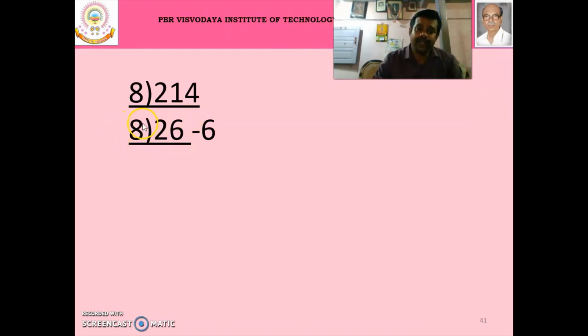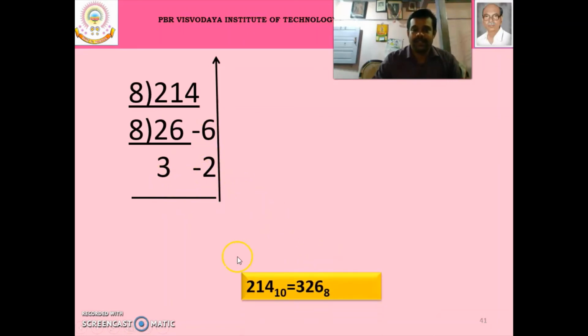Now again you are dividing this 26 by 8. So in 26 there are 3 8s, that is 24, and the remainder is 2. If you again divide this 3 by 8, you will be getting the quotient as 0. So we can stop at this point. So the answer is 326. So this is the answer.